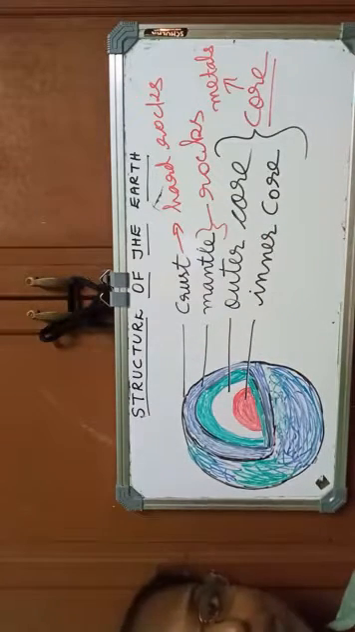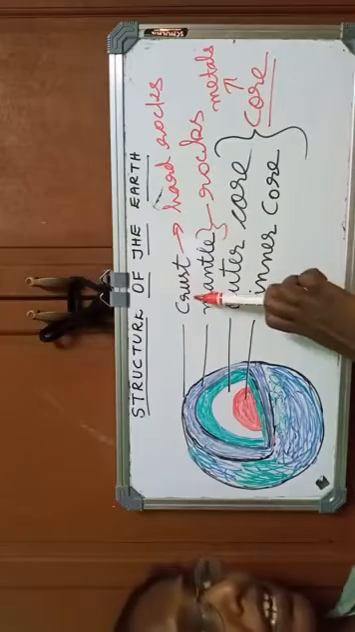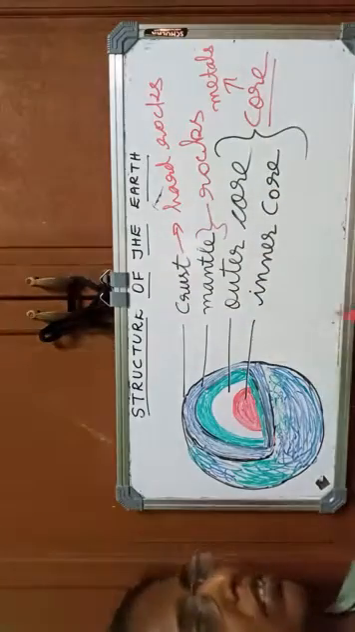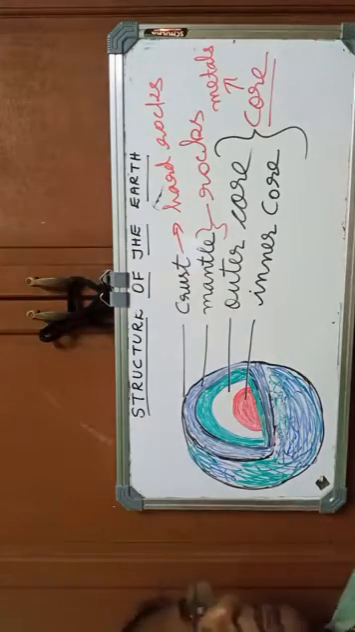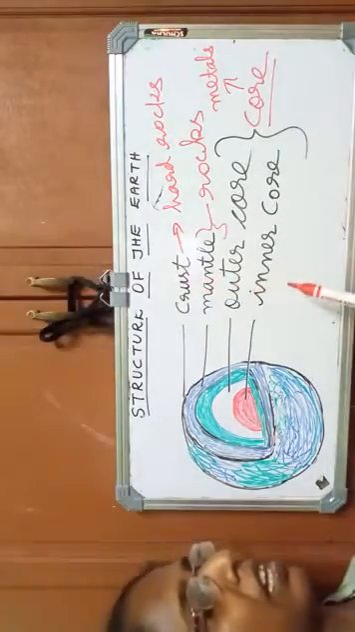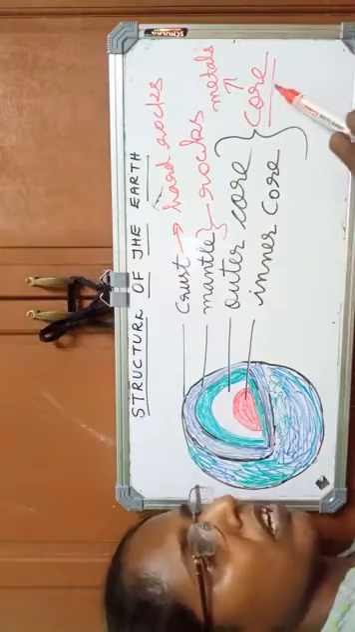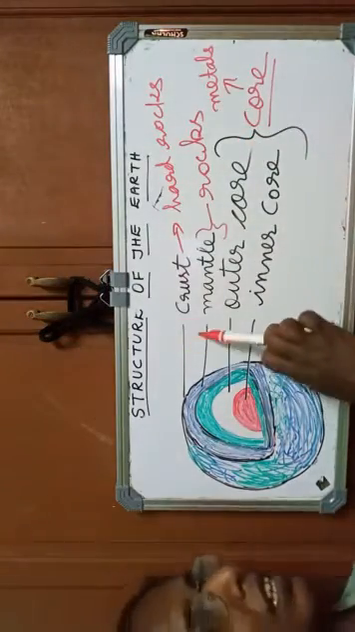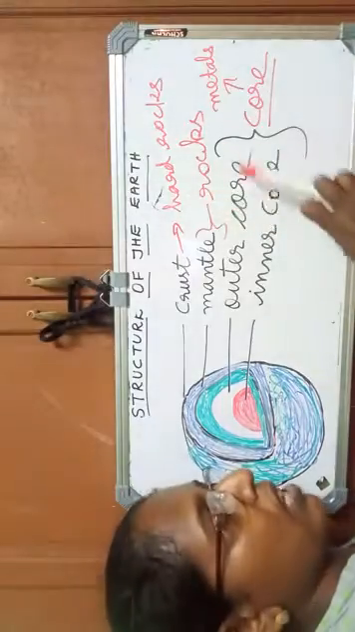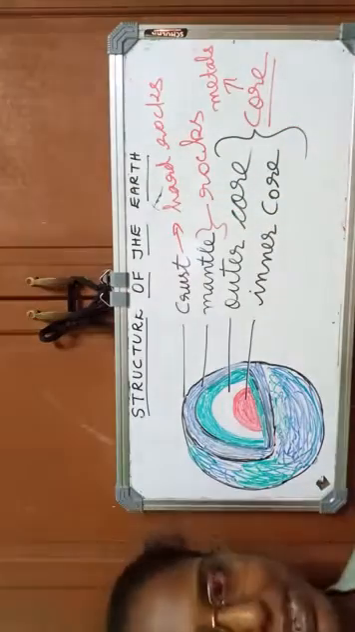What is the difference between crust and mantle? Crust is made of hard rocks and mantle is made of soft rocks. That's the only difference between crust and mantle. And see, the core is only made of metals. See the difference? Crust and mantle are made of rocks and core is made of metals.